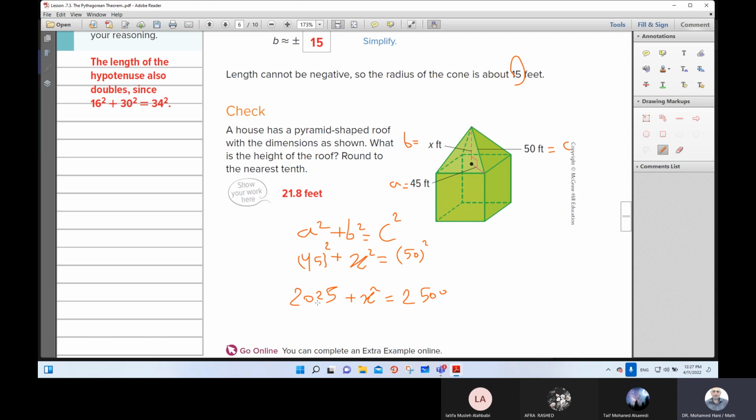Then we want to remove this number from this side, so we can subtract minus 2025 from this side and from this side. So here remains 0 and remains here x equals 2,500 minus 2025, which is 475.